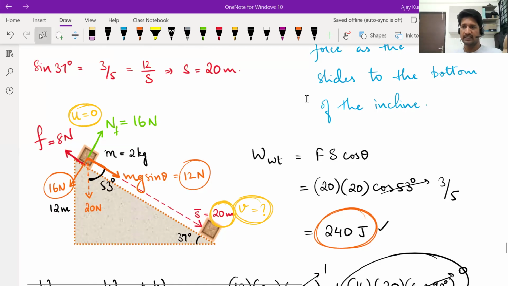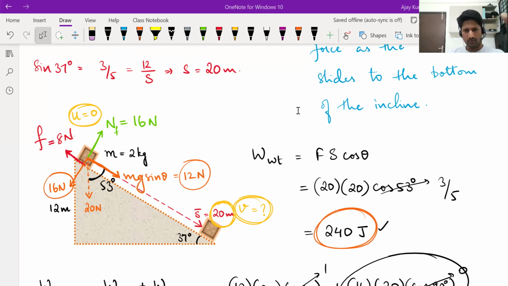Now the three forces acting on this block are constant only. Weight won't change. Friction, kinetic friction, that won't change. Why? Because the slope is uniform. Friction is always mu N. N is mg cos theta. Theta is not changing, so normal force won't change. Friction won't change. All forces are constant. Acceleration will be constant.